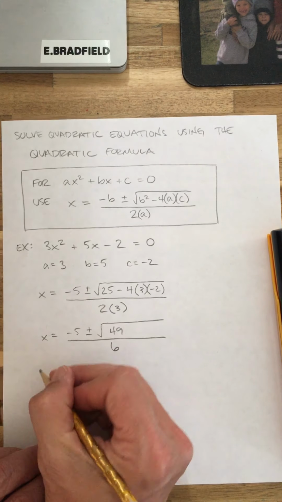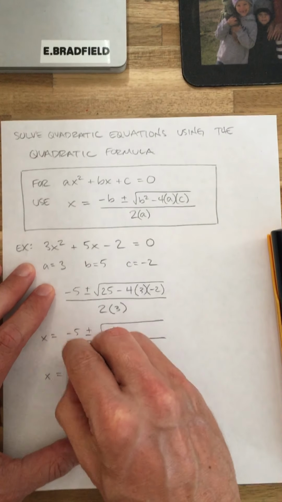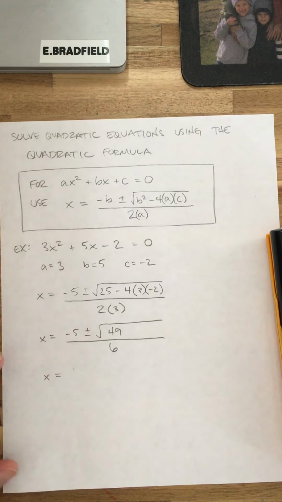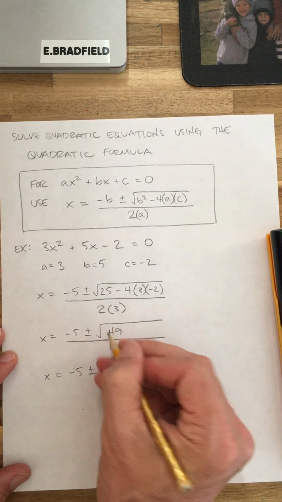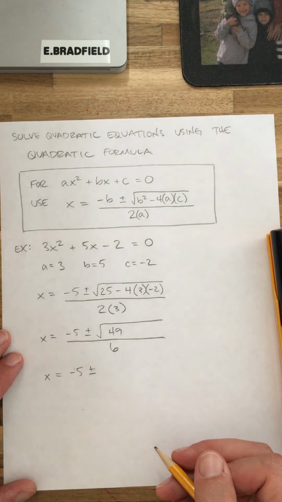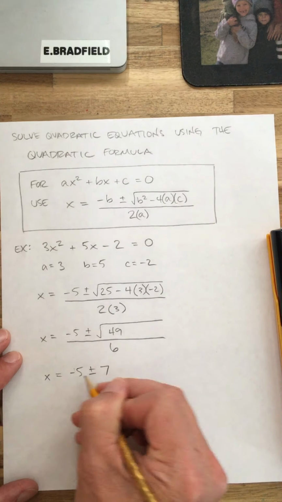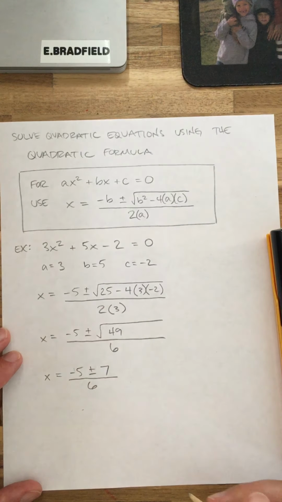All right, here we go. X equals, oops, sorry, I messed that one up. X equals -5, okay, plus or minus, well, what's the square root of 49? Okay, look at your list. That is 7, okay, all over 6, okay.